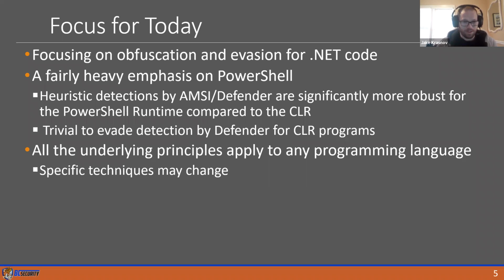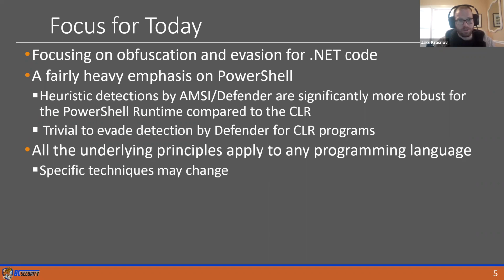runs, does have an interface for AMSI, the detections built against those assemblies aren't nearly as robust as the ones in PowerShell. So if you can obfuscate your code past the PowerShell detections, you can probably obfuscate your C# code effectively, or any other .NET language that you want to use. And more importantly, all of the underlying principles are the same.